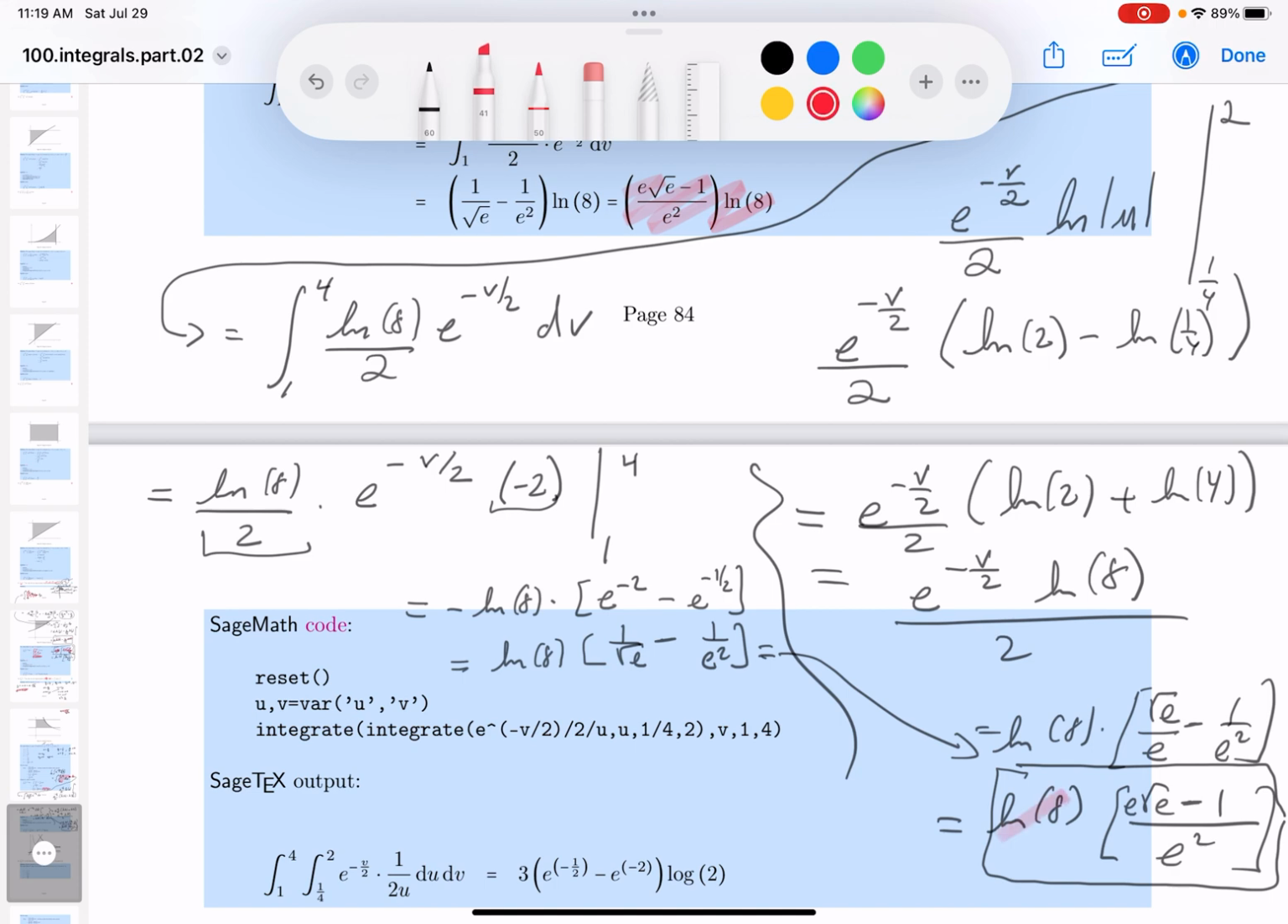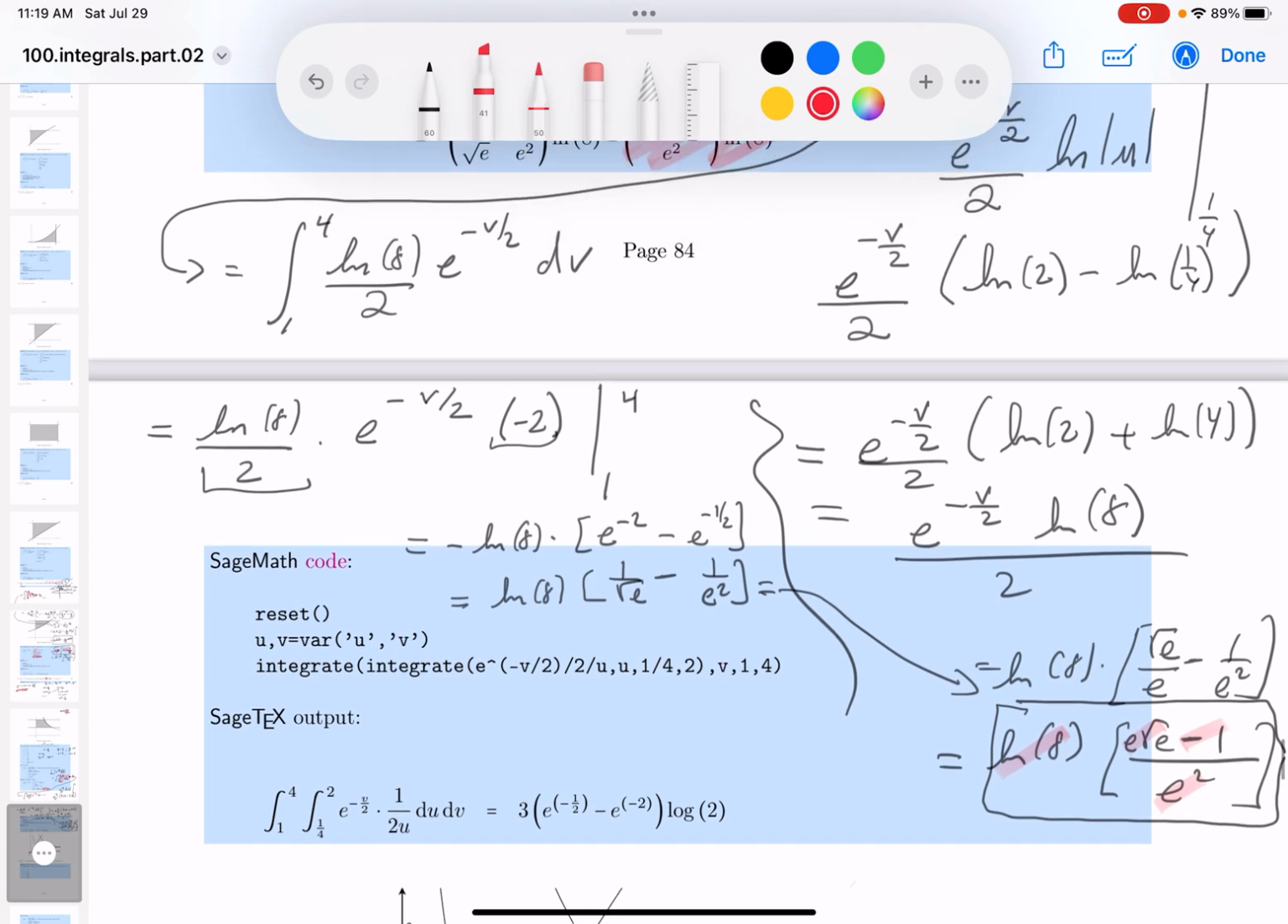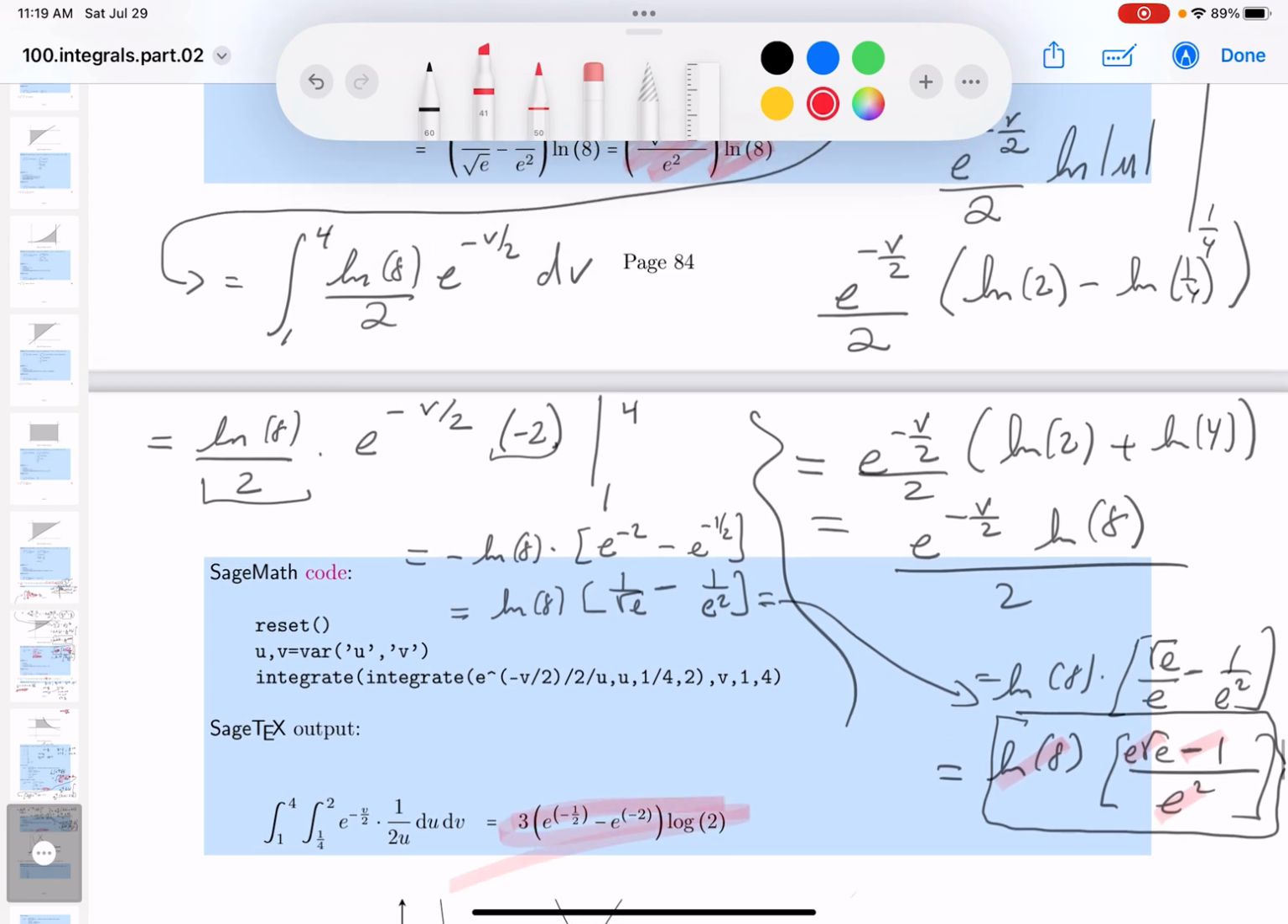You know, ln 8, I do see that. E root e minus 1 over e squared. Things are working as advertised. What I mean by checking is using a computer algebra system to see if you get the same answer. So people say that says log 2. It's ln 2. What they do, 8 is actually 2 cubed, and they just pulled a 3 out. They're getting the same answer, by the way. Thank you.